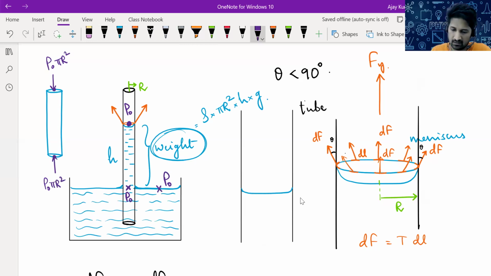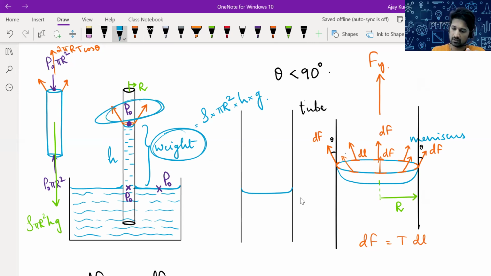In addition, that overhanging liquid's weight will be acting. That suspended liquid's weight will be acting, which is rho into pi r square h into g. And the force due to surface tension will be acting, which is basically 2 pi r T cos theta. Under the influence of all these forces, it is in equilibrium. Now, if they want to twist the question, they can. They may give you a closed capillary tube where there is vacuum here, or maybe some other pressure.